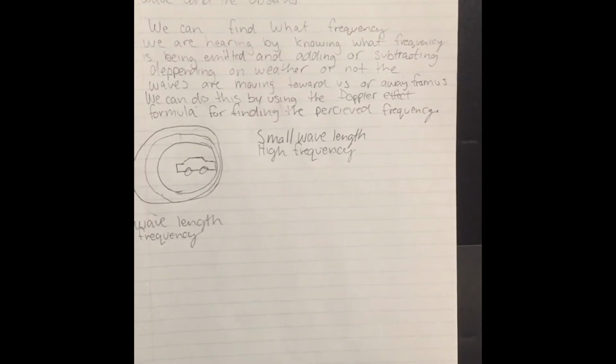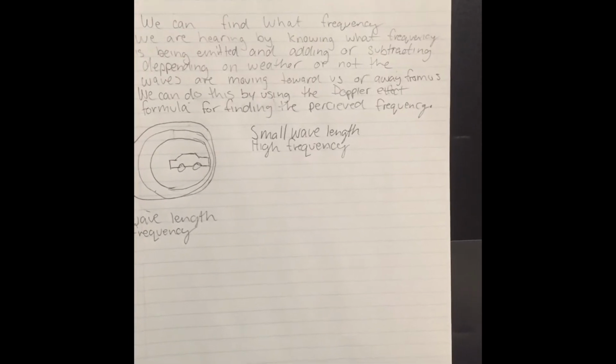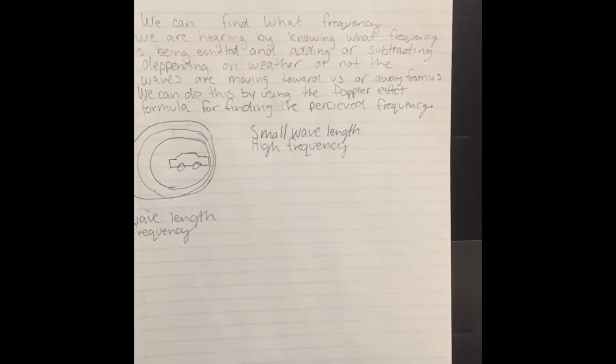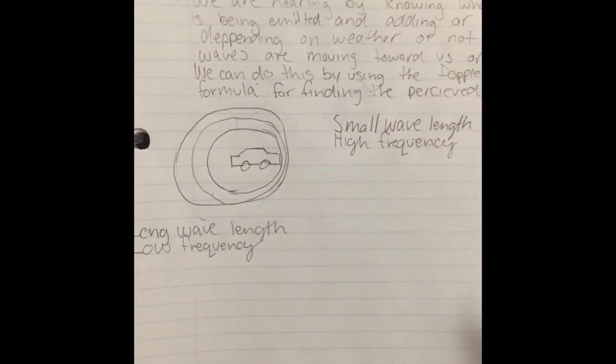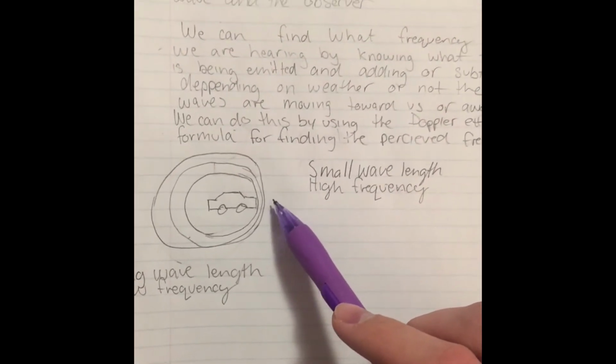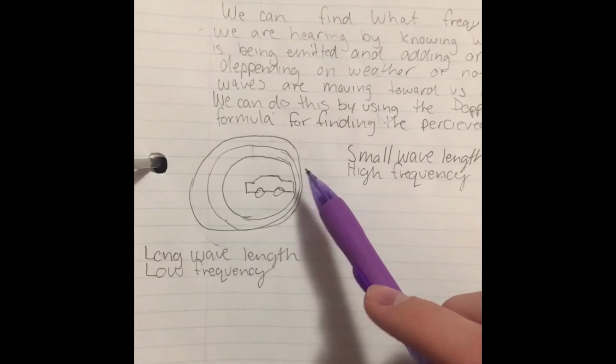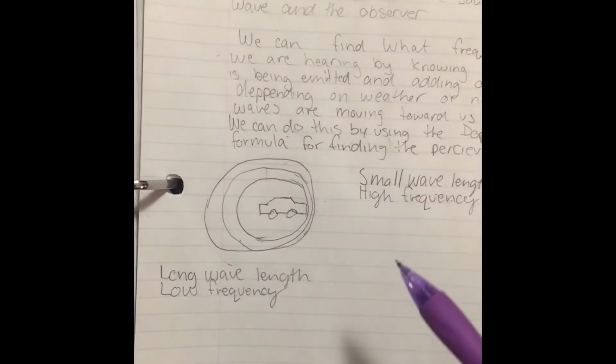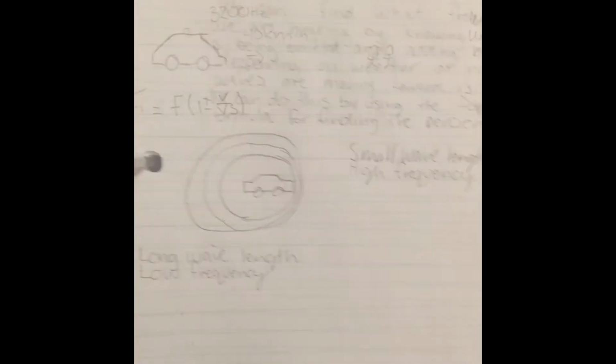We can find this by using the Doppler effect formula. This is used for finding the perceived frequency. As you can see, right here, we have small wavelengths but high frequency. And over here, we have long wavelengths but low frequency.